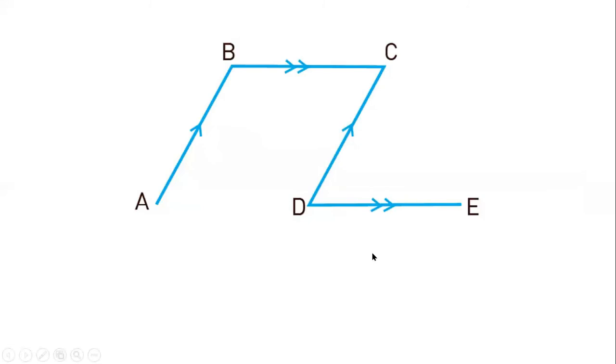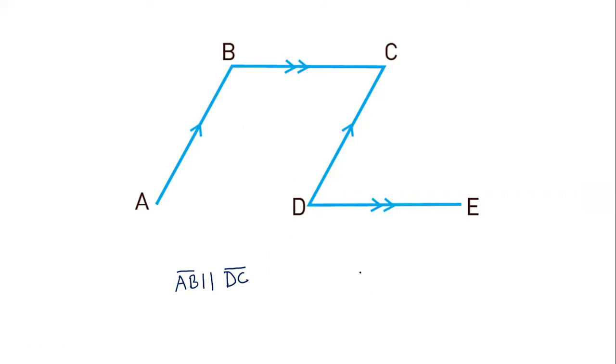Okay. Now look at this diagram. It shows that line segment AB is parallel to line segment DC. You see that? AB is parallel to DC. How do we know? Mark. This is one arrow and this is another one arrow. So this one is parallel to this one.